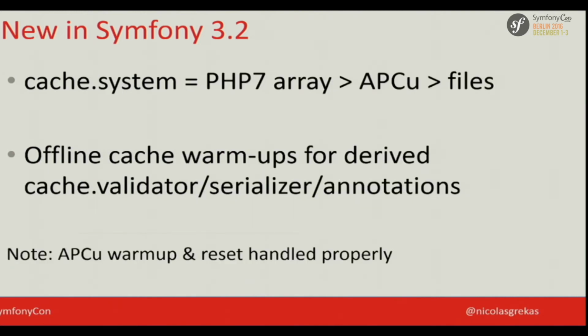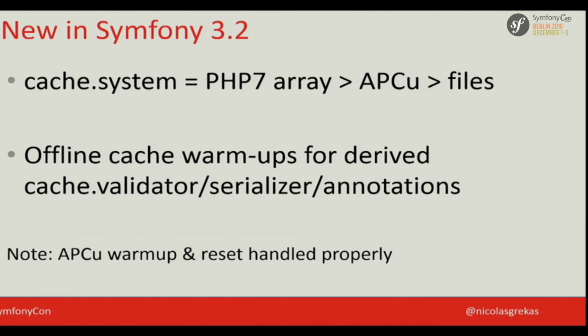Okay, so the cache.system I told you about is a service that is there by default, and it's configured to use PHP-7 arrays by default. So all system caches in Symfony use PHP-7 arrays if you happen to use PHP-7, of course. It's able to detect APCU also automatically, which means you don't have to configure things anymore about APCU for Symfony cache-related things. It just works. And we use the file system by default. Of course, if you don't have PHP-7 or APCU, we use file as storage. That's the only one we can use then.